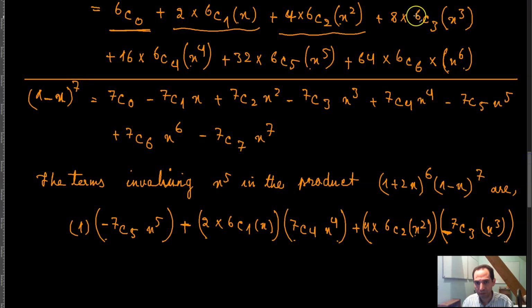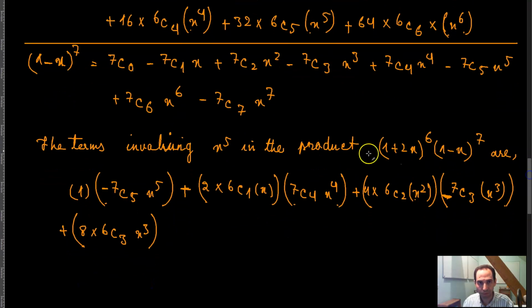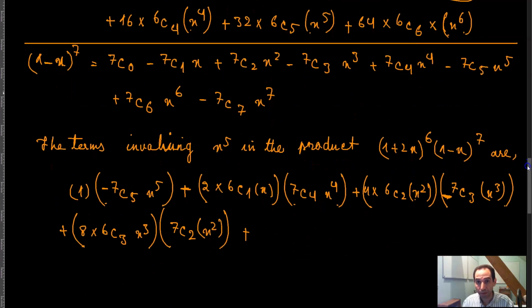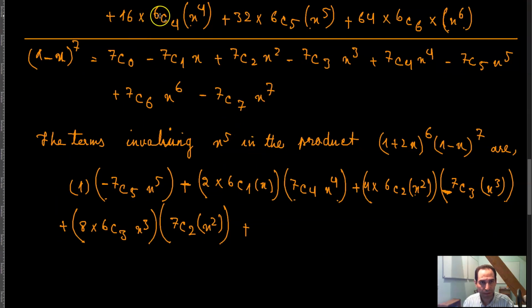You can take this term x cubed, so you can write plus 8 times 6 combination 3 times x cubed, and multiply it by x squared, which would be 7 combination 2 times x squared. So this is also taken care of. 8 times 6 combination 3 x cubed times this term over here. I can take this term 16 times 6 combination 4 x raised to the power 4, and multiply it by x raised to the power 3 plus 2 is equal to 5.